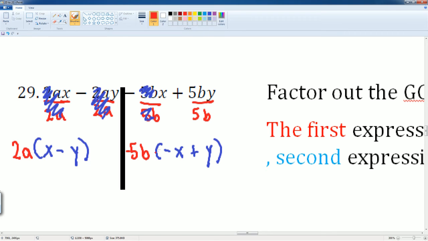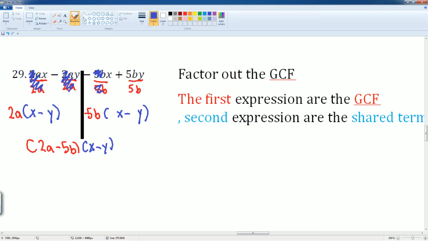What you were supposed to pull out is also that negative. So once you pull out that negative 5b, this becomes an x, and this becomes a negative y. Okay? So your GCF is your first expression, which is 2a minus 5b. And your second expression is your shared term of x minus y. That is what it says here. Once you factor out the GCF, the first expression is your GCFs, and your second expression is your shared term.